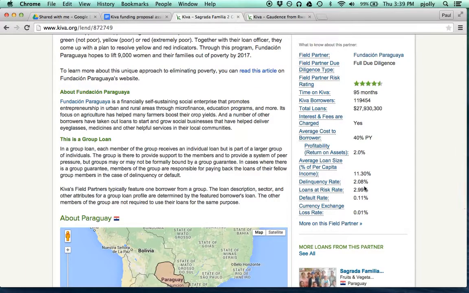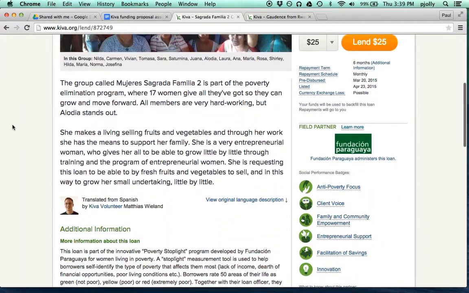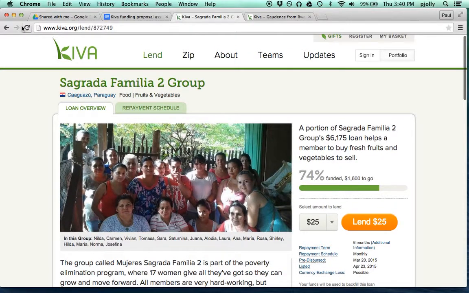That means loans that aren't getting repaid on time, and the default rate. That means the percentage of loans that actually go into default and are considered uncollectible. So those are bad. All right. You can also get information about each of the groups as you read a little bit about them underneath the photograph that appears at the top of each page.